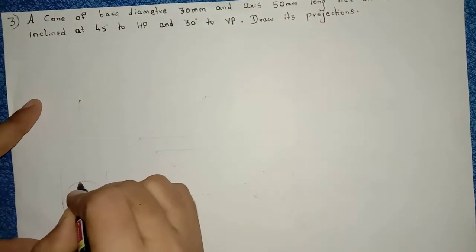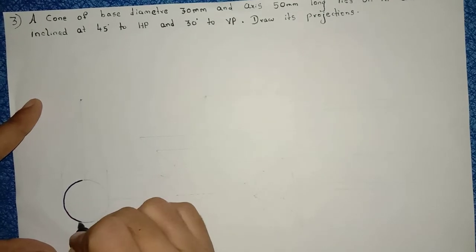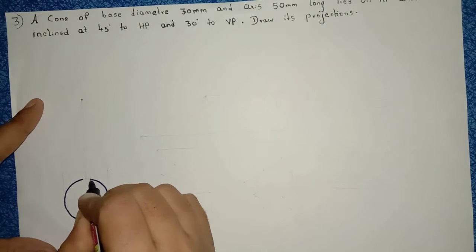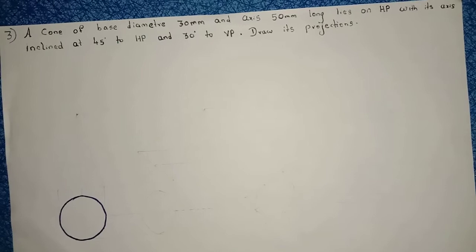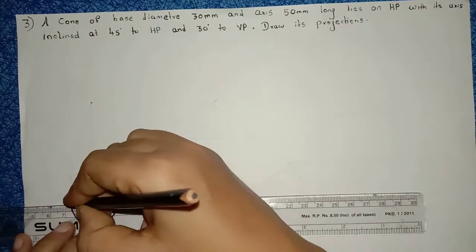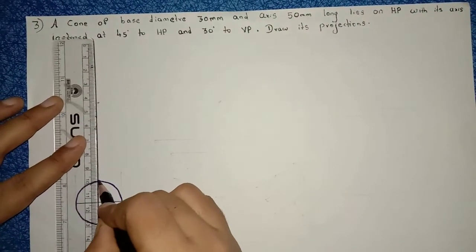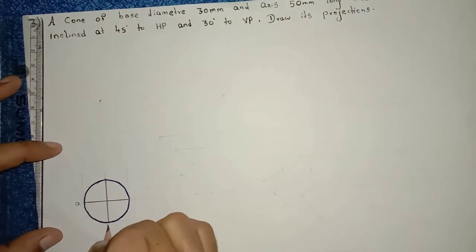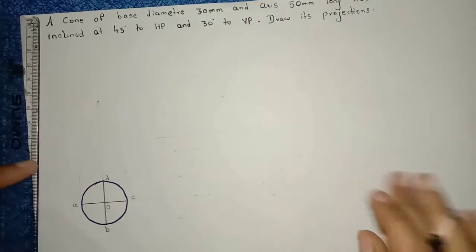Cone diameter is 30 mm. Construct the cone of diameter 30 mm. Now divide this cone into 4 equal parts. Name it as A, B, C, D, and the midpoint is here O.